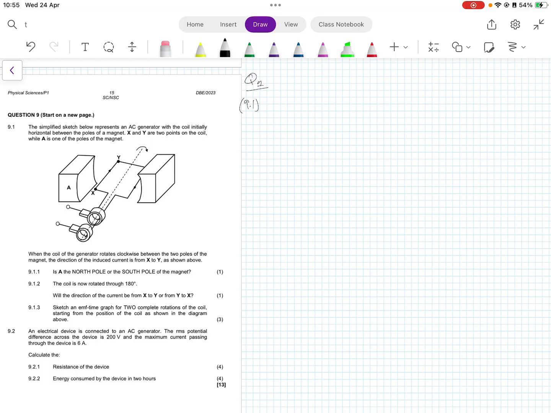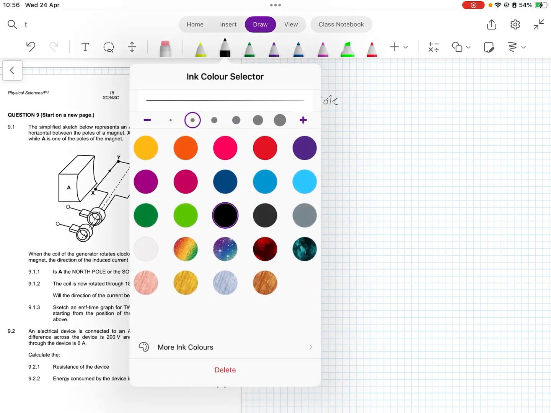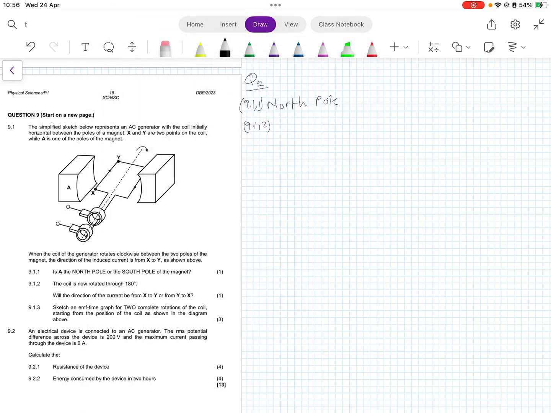Now, is A the north pole or the south pole of the magnet? That should be easy enough. That is the north pole. Sorry, that's 9.1.1, now 9.1.2. Now, this can be determined using the right-hand rule. I don't really know how to demonstrate it to you without having a video, but you can find it in the textbook or on an internet search. Just go on YouTube and look for the right-hand rule, and you'll be sure to find it.